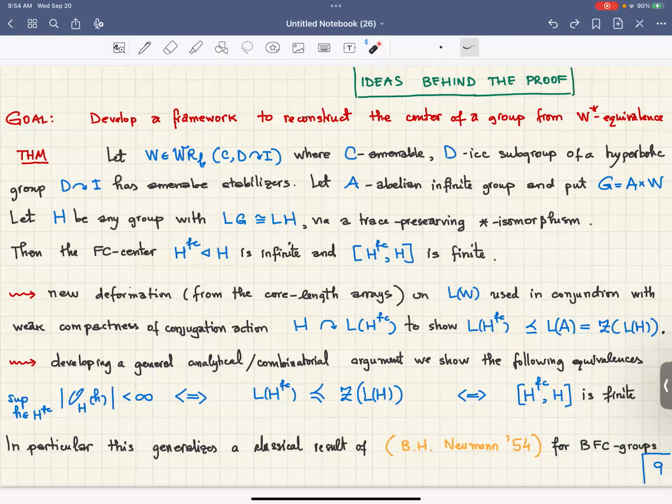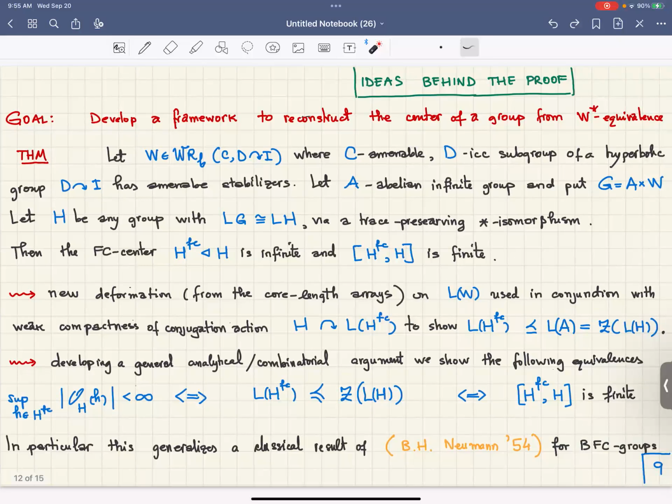What you do in this proof is generalize an older result of Neumann from '54 on BFC groups. It's a famous result that if you have a BFC group, essentially the commutator is finite. So you extend this and do analysis on orbits and things like this. It seems the analytic framework that von Neumann algebras give you is in fact a very powerful one, because you can prove all these generalizations, which are not obvious. We couldn't find them in the literature.